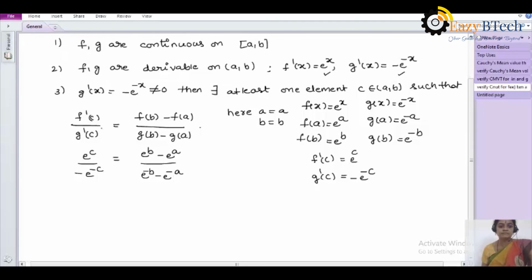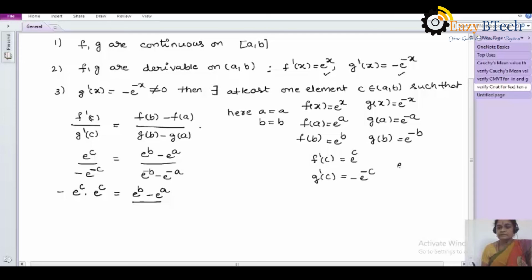Now doing the simple simplifications. Minus e power c into e power c, students, because here 1 by e power minus c is there. So in the numerator the power value becomes a plus, that is equal to e power b minus e power a. So let me do the denominator simplification here.